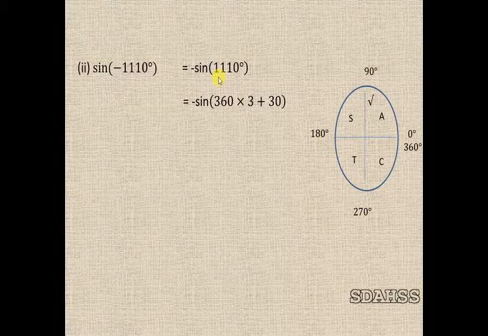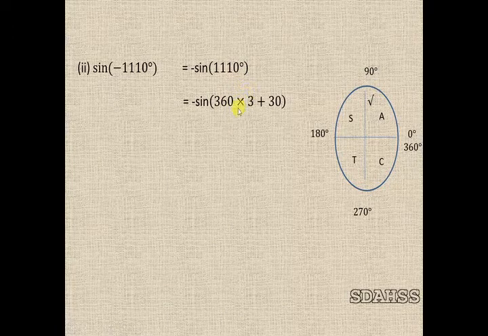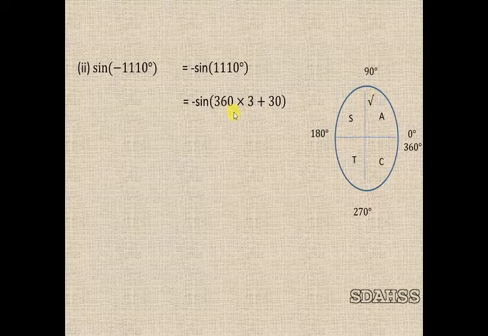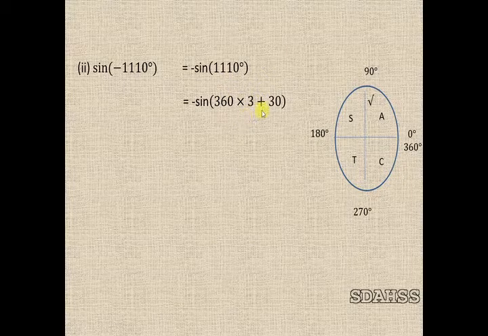Then you have to find how many 360s are there. Here 3 360s are there. So you can write 3 into 360, which means 1080. So 1080 plus 30. So 1110 can be written as 3 into 360 plus 30 degree.